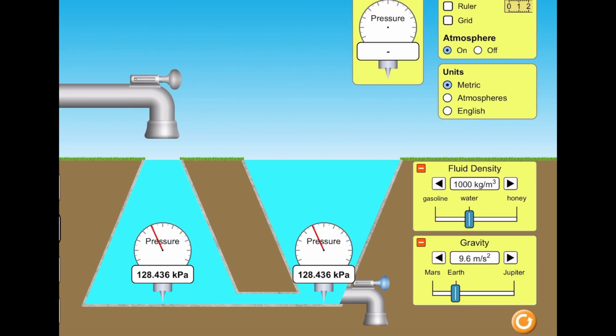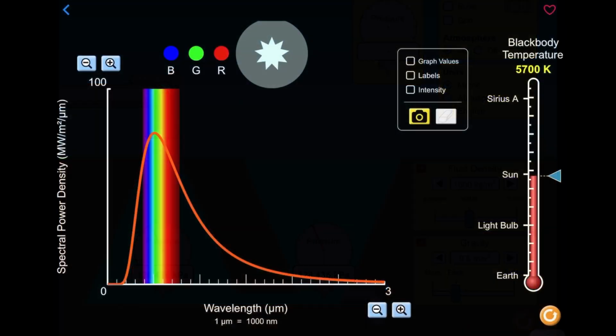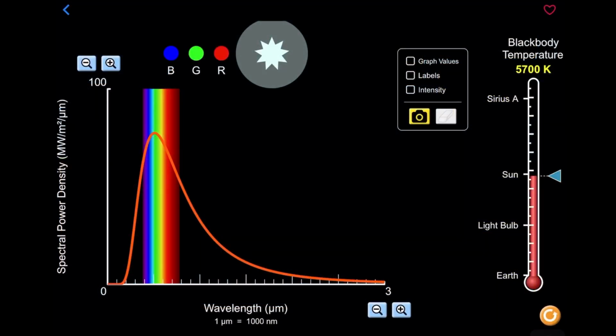Along with the atmospheric pressure, the pressure due to liquid is also very important, and thus we studied this simulation with respect to concepts like the hydrostatic paradox, which is the application of Pascal's law. Here you can also study the pressure formula and how it varies with respect to gravity, fluid density, etc. Okay, so this is the final simulation, and this is Wien displacement law.